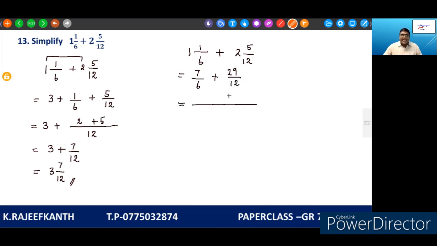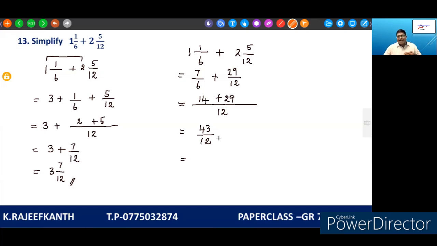Now we have to find the LCM of 6 and 12, that is 12. So in 12, there are 2 6s. Then 2 times 7, 14. In 12, there is one 12. Then we have to multiply this 29 by 1. Then that is 29. So 14 plus 29, that is 43 over 12. This is an improper fraction.